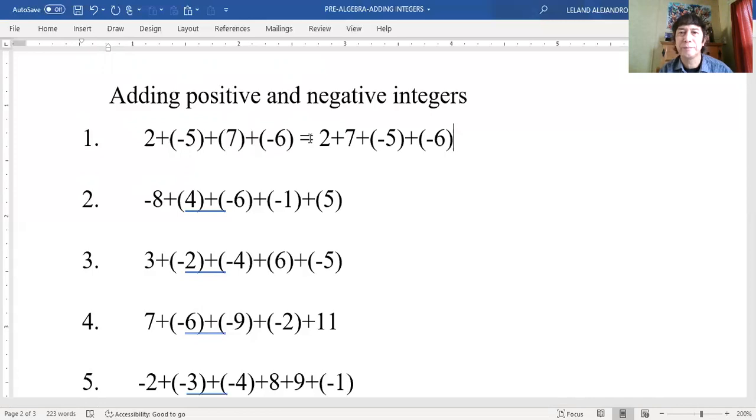There. So we're going to add the positives first. This is going to be 2 plus 7, that should be 9. And then we continue, add. We are now going to add first the negatives. So negative 5 plus negative 6 is negative 11. So we're going to add here 9 plus negative 11. There.